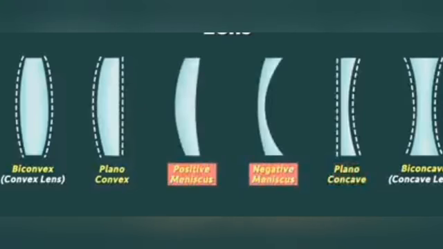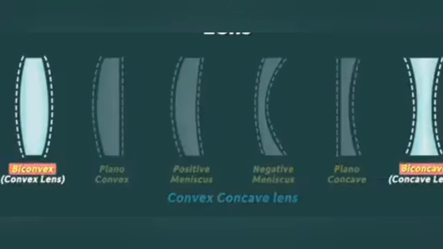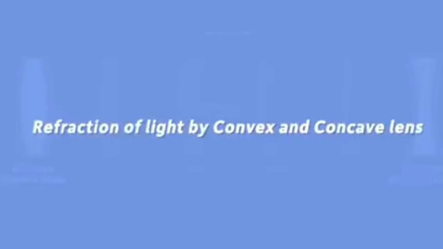What about the remaining 2 lenses? The names sound fancy, right? In these 2 lenses, one of the surfaces is curved inside and one of the surfaces is curved outside. And hence meniscus is also called a convex concave lens. From all the types of lenses above, we are interested in only biconvex and biconcave lenses, which are also referred to as convex and concave lenses. In the next video, we will see how these convex and concave lenses refract light.